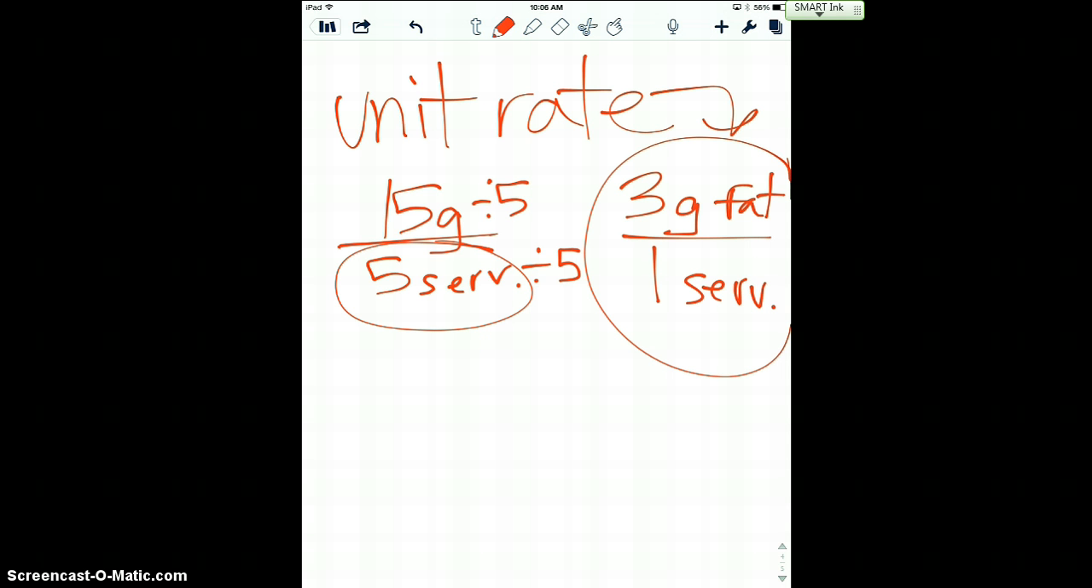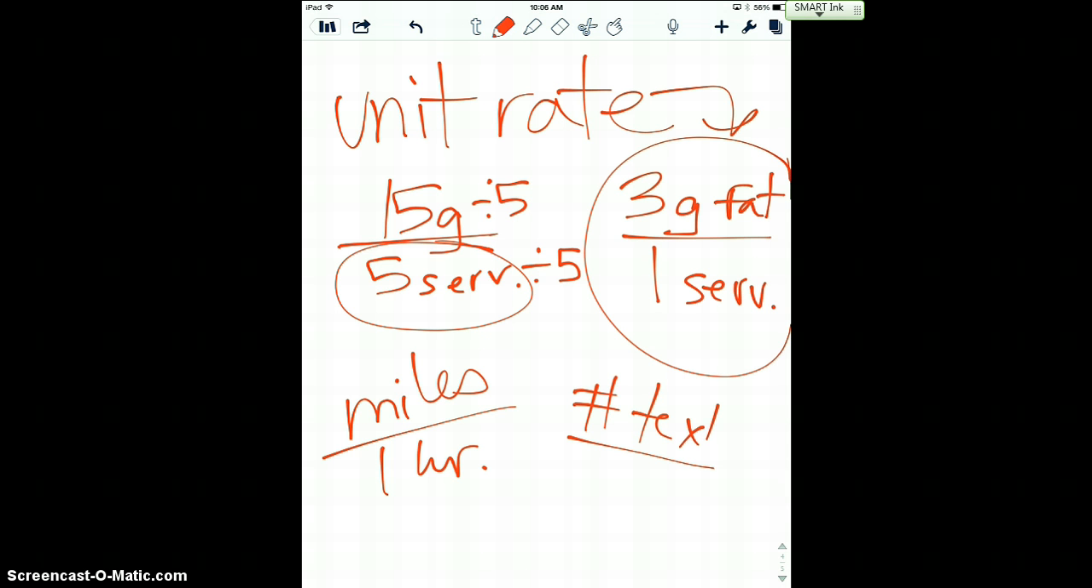Something you're used to seeing would be miles per 1 hour. Or maybe you can do a certain number of texts per 1 minute. Or maybe you're looking at per hour, how many texts you do per hour. Okay, so the unit rate is per 1 of something. It's a unit. So let's try some of these.